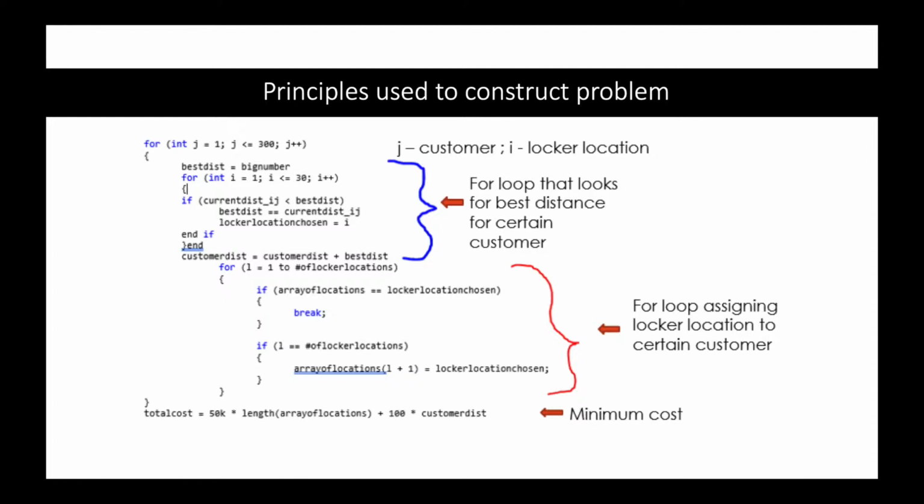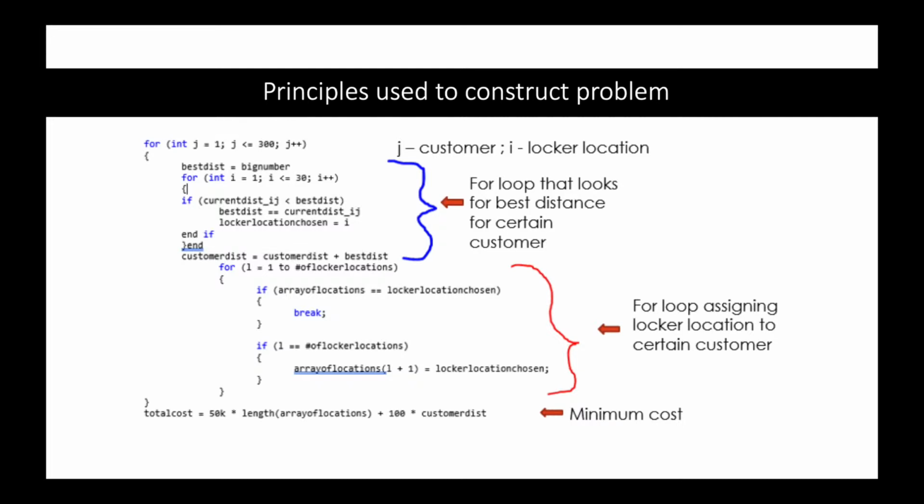When trying to construct this problem, we decided J would be the customer and I would represent the locker location. And so we would have a loop for each. In the first loop, it would look at the best distance for a certain customer. So it would have a competition basically, meaning it would look at the current distance and then look at the best distance. And if the current distance is less than the best distance, the best distance becomes that current distance. And then that locker location chosen will equal that I. And then the customer distance will equal the customer distance plus best distance.